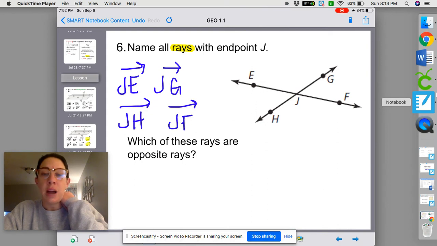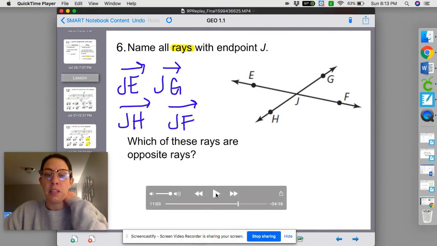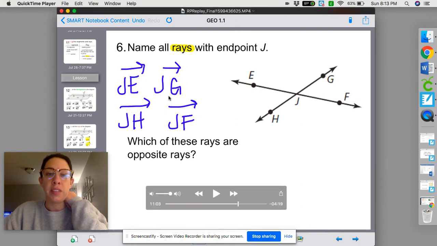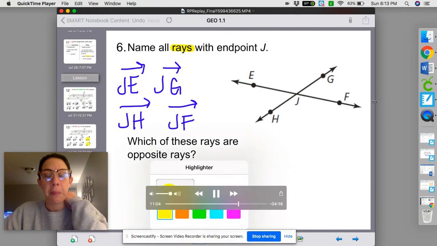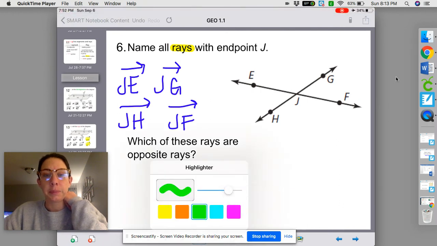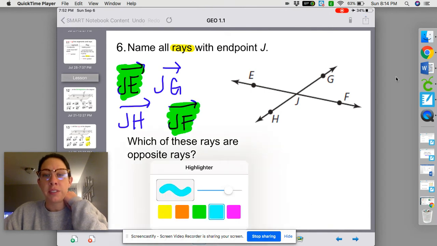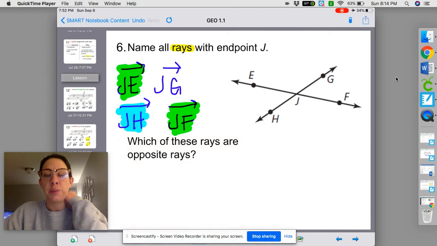And then which of these are opposite? So take a minute, think to yourself, out of these 4 rays, which 2 are opposite, meaning that they have to be on the same line and they extend in the opposite direction, and they all do already have the same endpoint, so we're good there. So we'd have ray JE would be opposite ray JF, and then ray JH would be opposite ray JG.